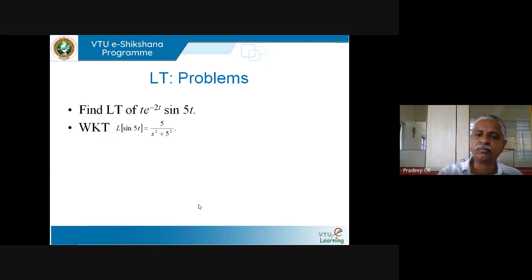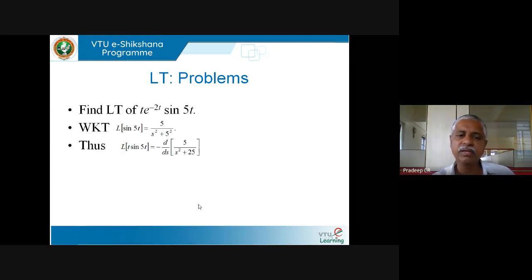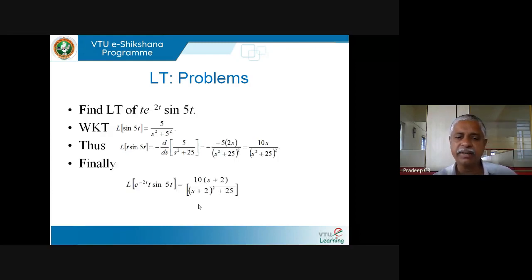So you see, I want to find Laplace of t e power minus 2t sine 5t. First I'll find Laplace of sine 5t, which I know is 5 by s square plus 5 square. Then Laplace of t sine 5t is minus d by ds of this, which is this. And then I will find the Laplace of e power minus 2t into t sine 5t: I replace s by s plus 2. That's what I've done. Don't try to simplify this, leave it like that.